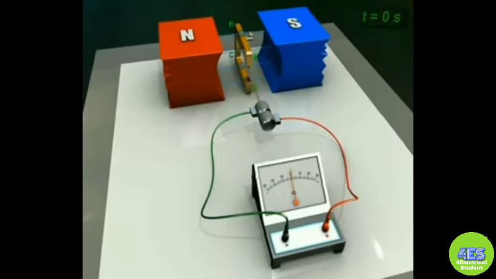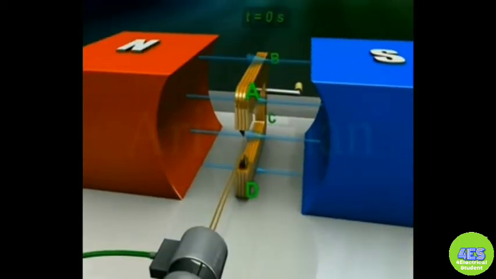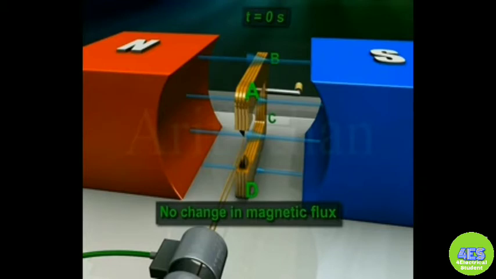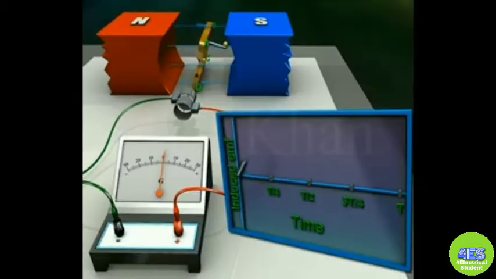Graphical representation of induced EMF. Suppose the armature takes T seconds to complete one rotation clockwise. At time t equal to 0 seconds, the armature ABCD is vertical with arm AB up and arm CD down. At this position, the rate of change of magnetic flux is momentarily 0. Hence, the induced EMF at this position is 0.